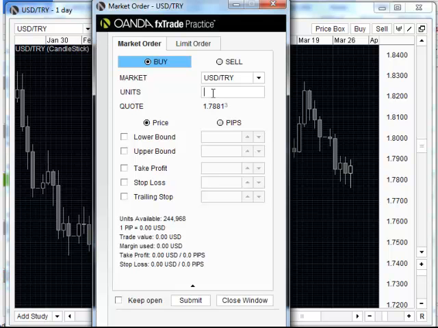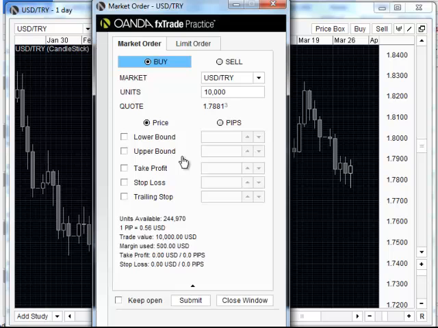So you have to decide how many units you're going to buy, and that goes back to the previous slide when I mentioned the lot size. So let's assume that I have $10,000 in my account. So I'm going to trade one mini lot, and that's 10,000 units.